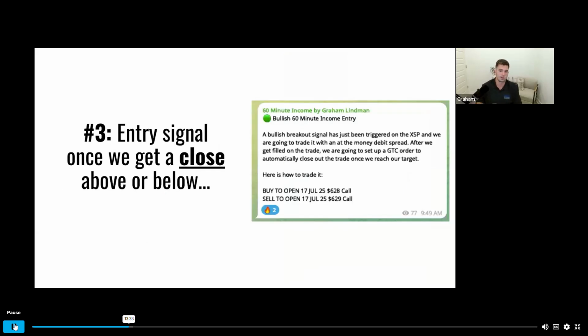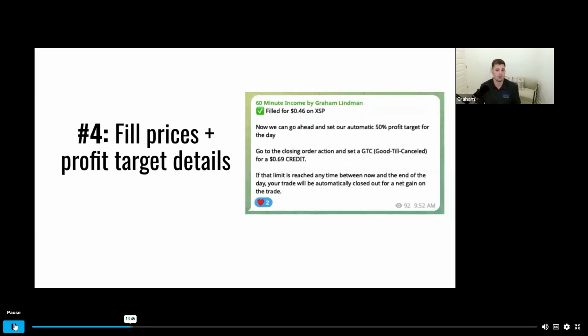And then, once we get that 5-minute candle to close above or below the line, I will send you an entry signal with the exact options. Again, green means bullish. We're doing calls. Red would mean bearish. We'd be doing puts. And then I'd follow up with my fill prices and profit target details.